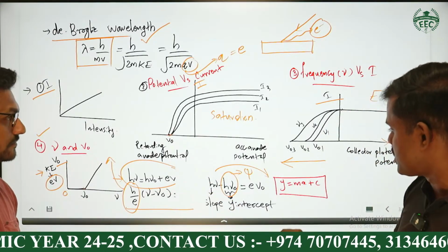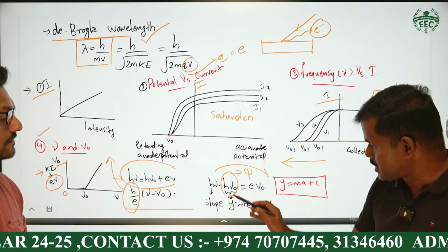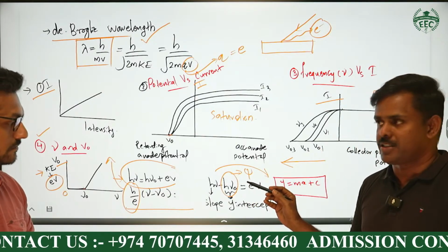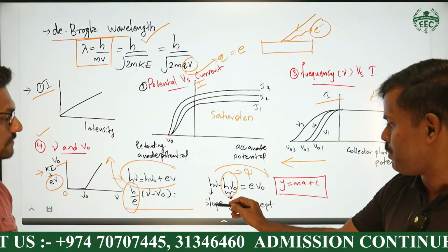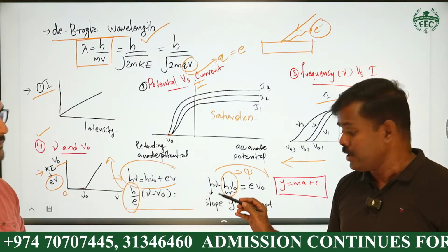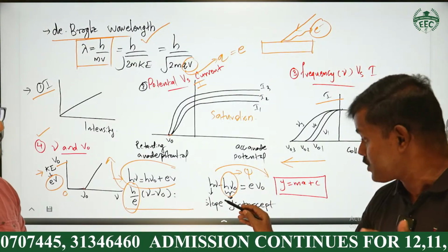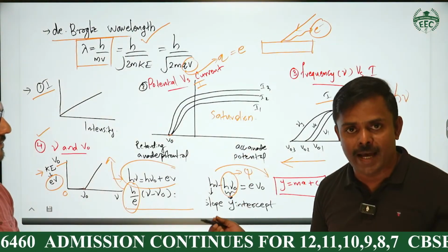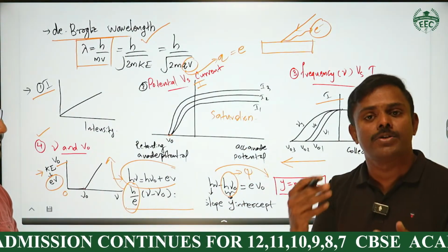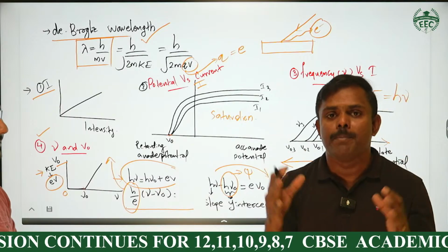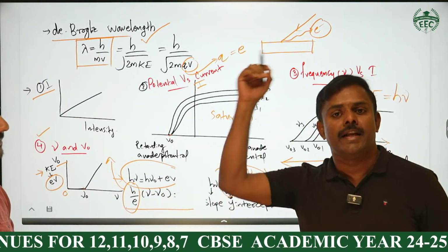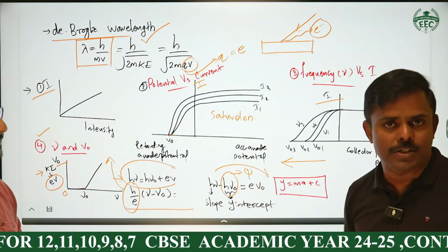How to get the Planck's constant? As sir said, the y-intercept gives you h nu 0, which is the work function, right? And the slope of the graph is h, in place of m in y equals mx plus c. They'll ask you to suggest a method to find the Planck's constant: draw the graph, plot the values, and then find the slope. That will give you the Planck's constant.